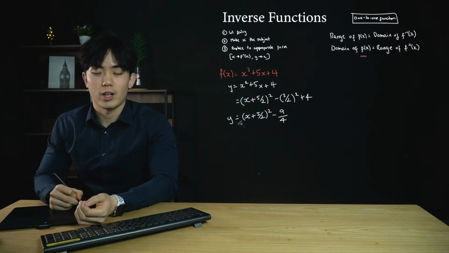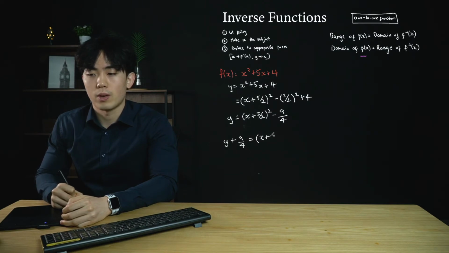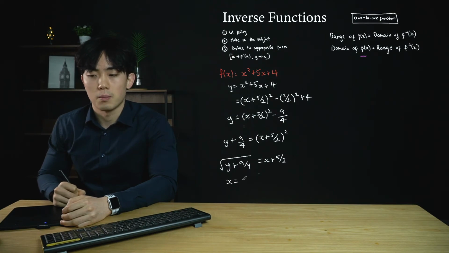And now we can rearrange for x. So I'll bring the 9 over 4 to the left-hand side. So y plus 9 over 4 will be equal to x plus 5 over 2 all squared. Square rooting it, the square root of y plus 9 over 4 will give you x plus 5 over 2. And then if you minus the 5 over 2, that will leave you with your x. So your x is equal to minus 5 over 2 plus the square root of y plus 9 over 4.